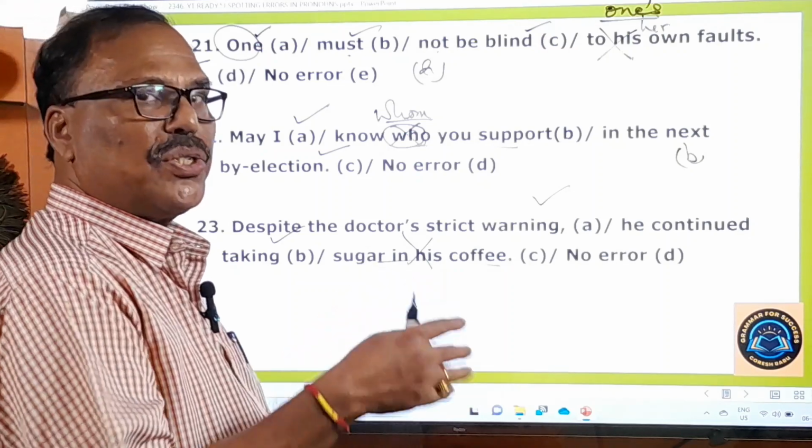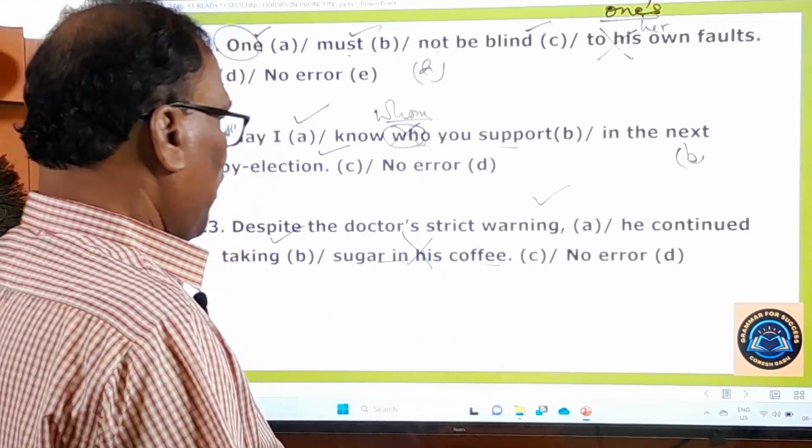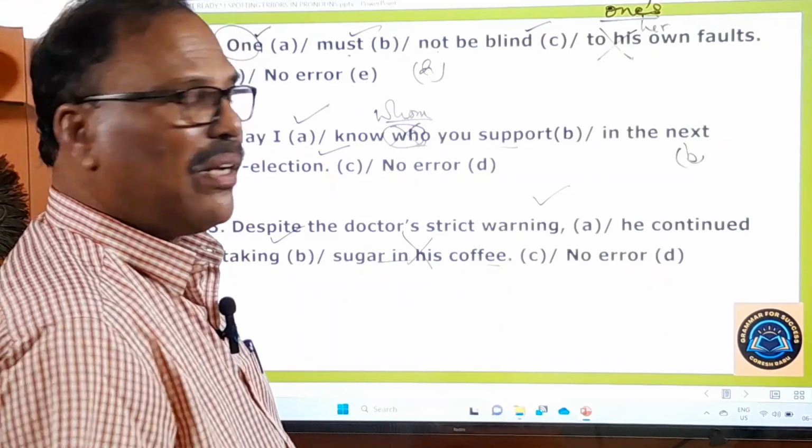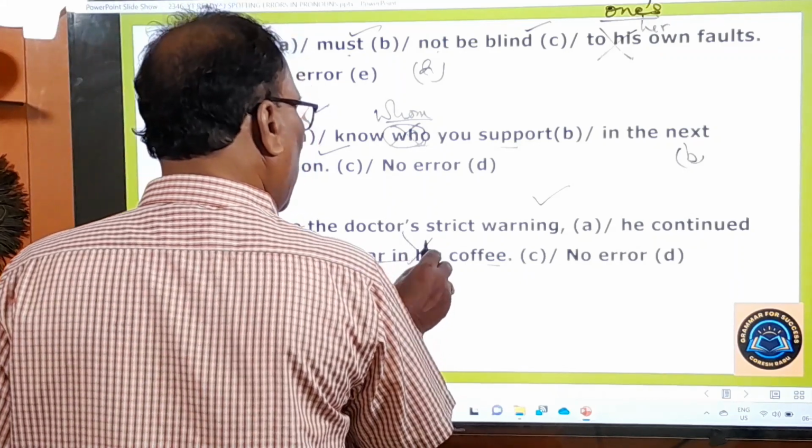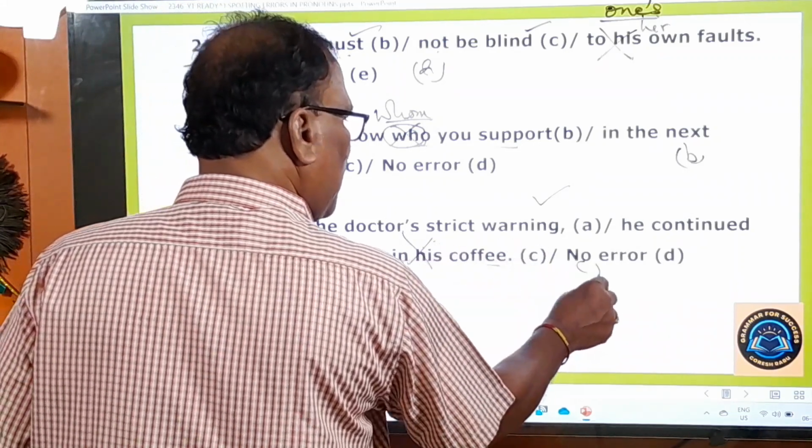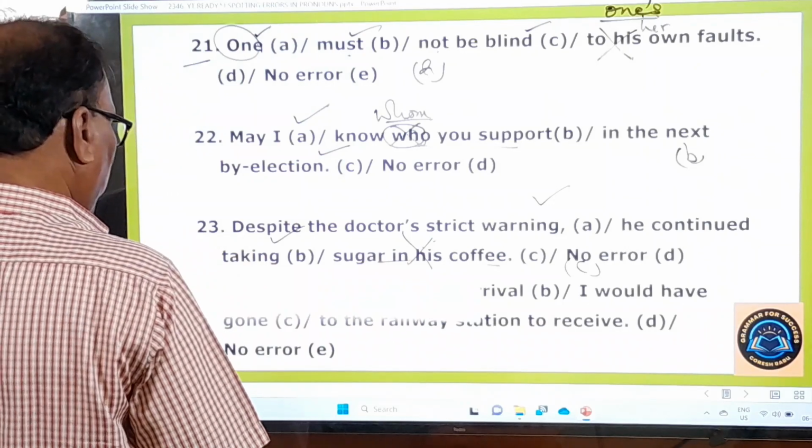He continued taking sugar in tea, something like that. But in his coffee, in my coffee, not like that. So this is unnecessarily used here. That's why the C part is a mistake part. Now let's go to the next one.